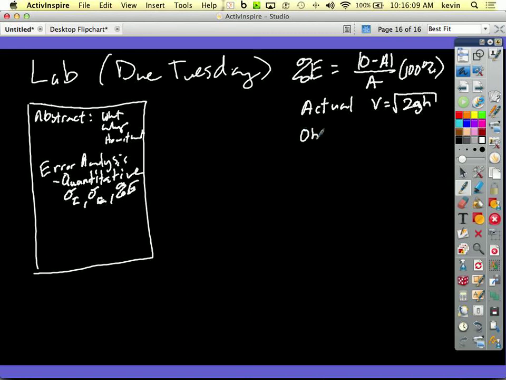Then O is your observation. Okay, your observation is simply what value of velocity did you get. So it's kind of yours minus actual over the actual times 100%. And that's going to give you a percentage. You don't talk about the numbers in quantitative. Quantitative, you simply show the numbers, right? And then qualitative. And this is where you talk about stuff, okay?